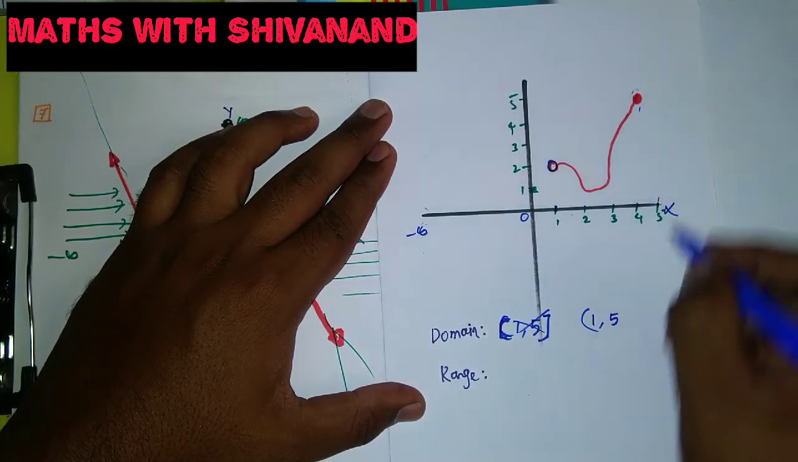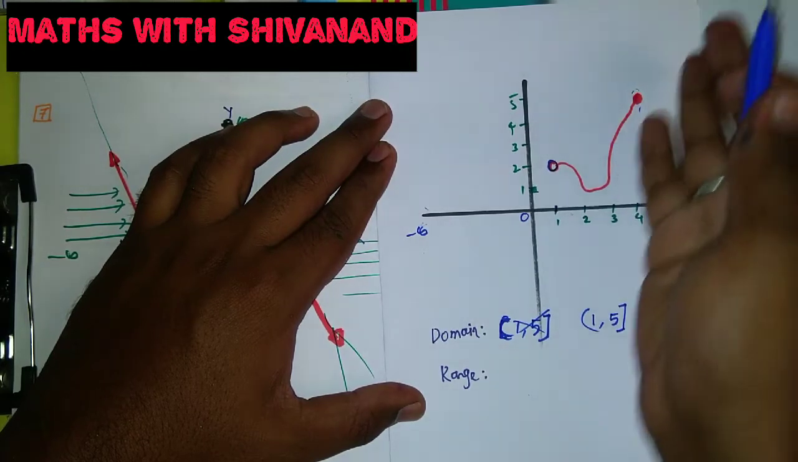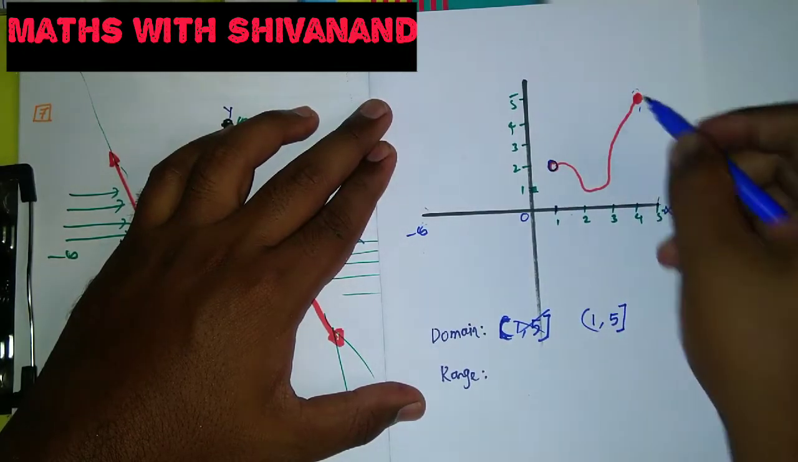You will be having a closed circle. So 1 to what here? 5. You are not having any arrow mark here. This graph is not moving towards infinity. It stops here only. Okay.